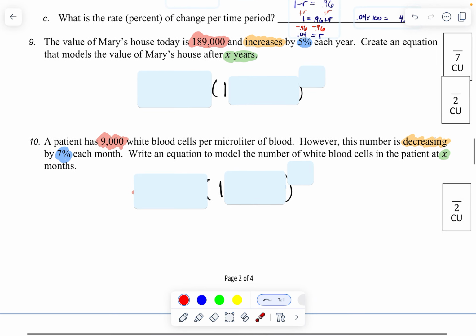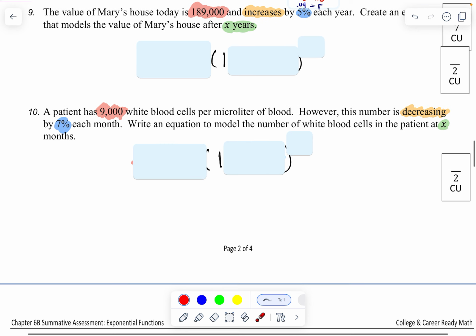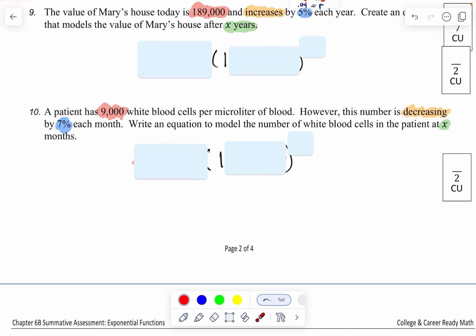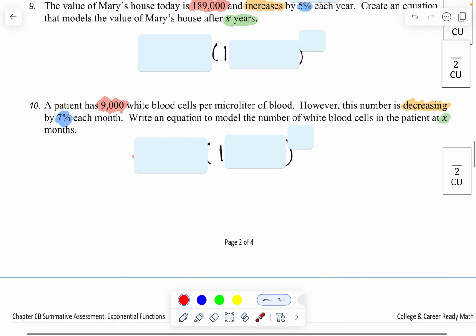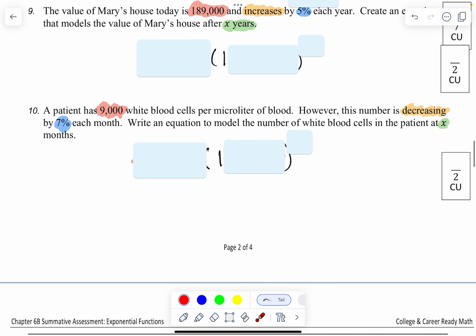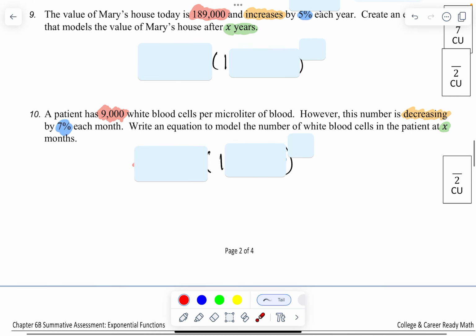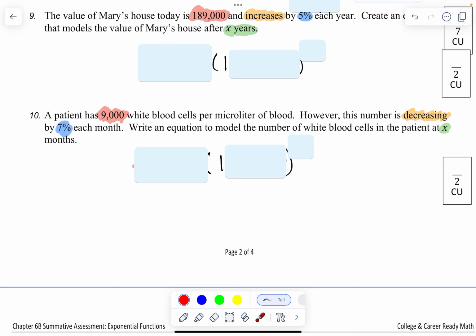Okay, let's take a look at 9. The value of Mary's house today is $189,000 and increases by 5% each year. Create an equation that models the value of Mary's house after X years. We always want to remember that we should have an exponential function in the form of my initial value A times some growth or decay factor B, some people call it a multiplier, always raised to the X.